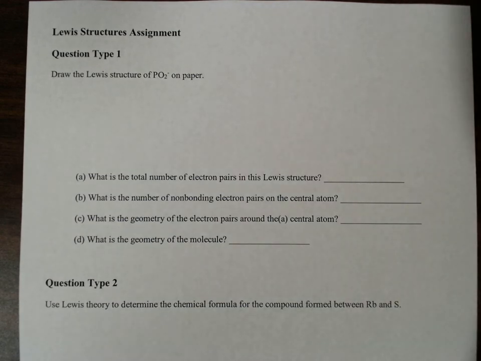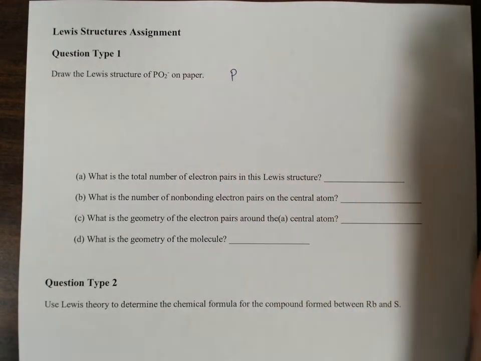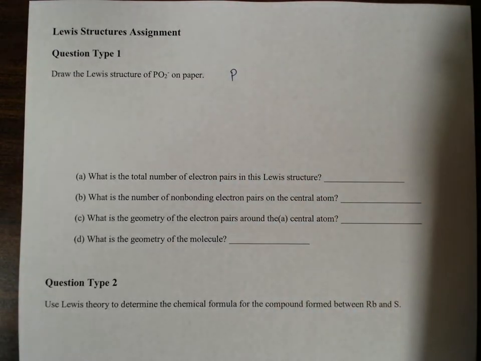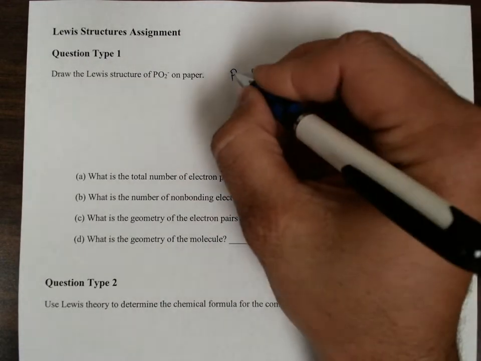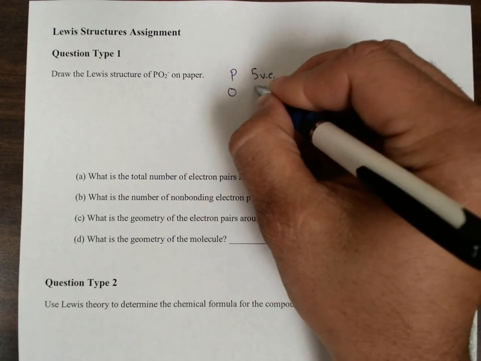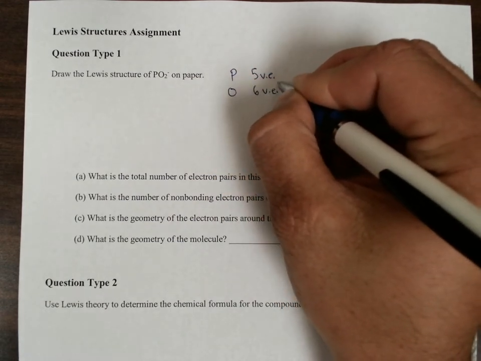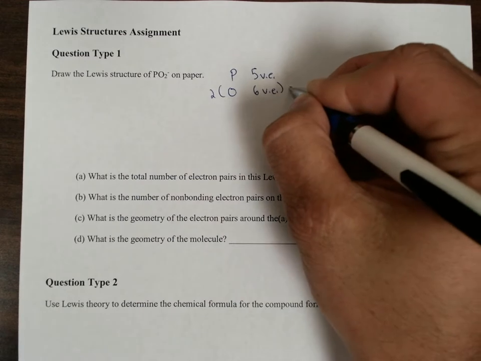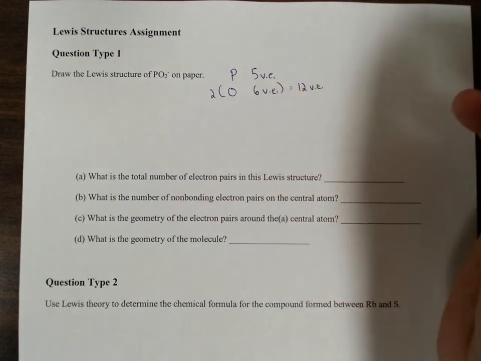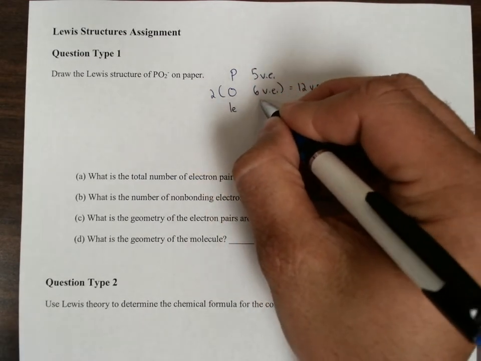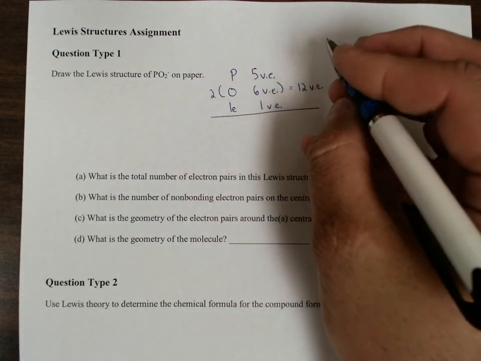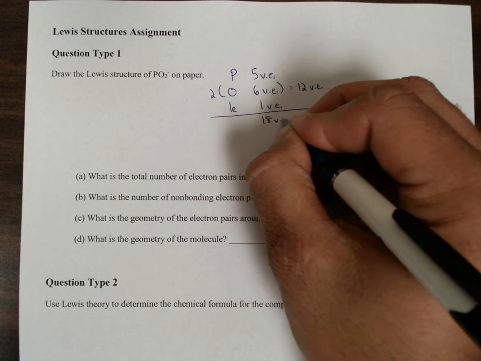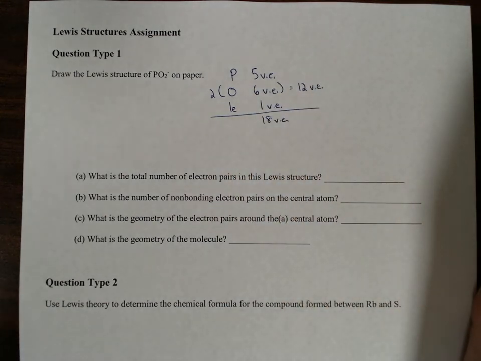Draw the Lewis structure of PO2 minus. Well, we need to get the number of valence electrons to figure that out. So phosphorus has 5 valence electrons. Each oxygen has 6 valence electrons, and there's 2 of them. That means there's 12 valence electrons, and the 1 extra electron from the charge gives us 1 more valence electron. So when we add this up, there should be 18 valence electrons in our structure.